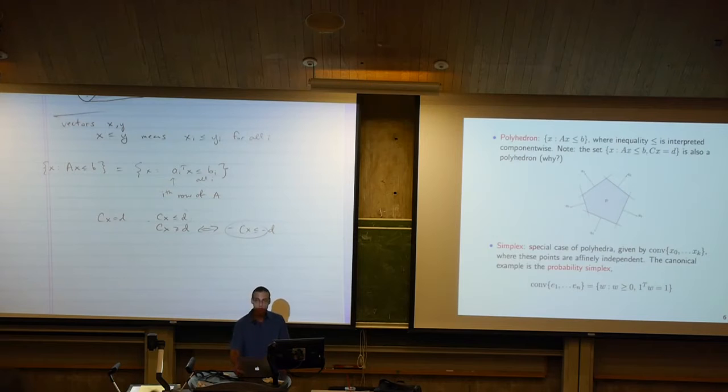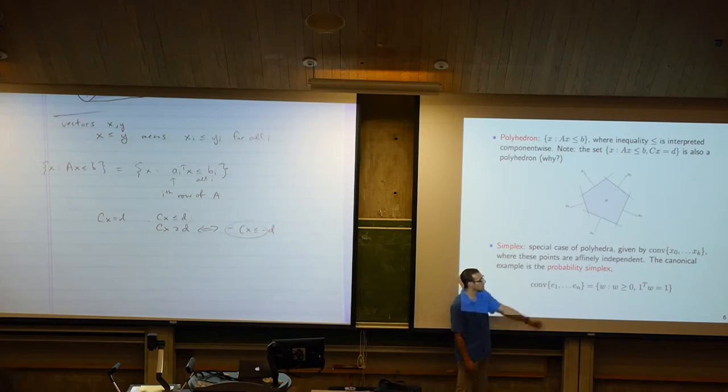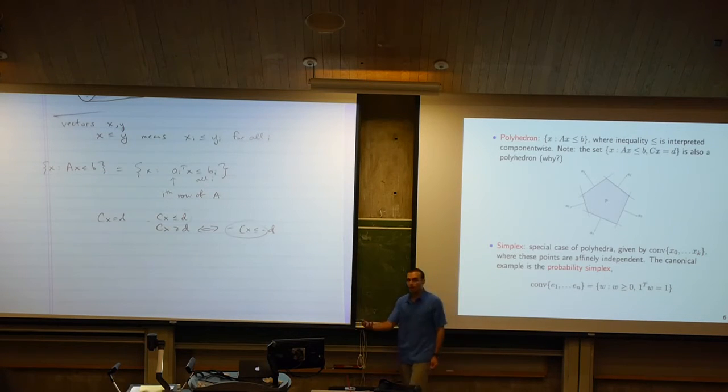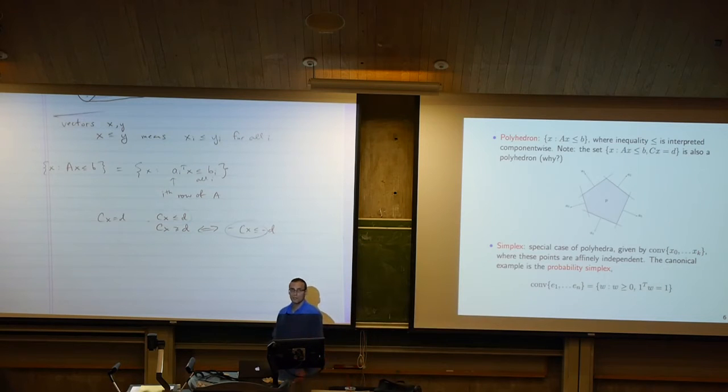Okay, so simplices are a special case of polyhedra. A simplex is given by, you can think about it as given by, the convex combination of k plus 1 points. It's a simplex of order k.